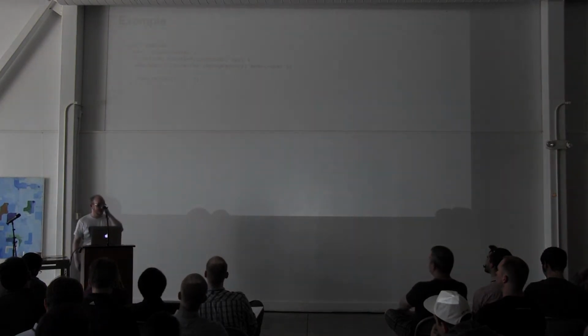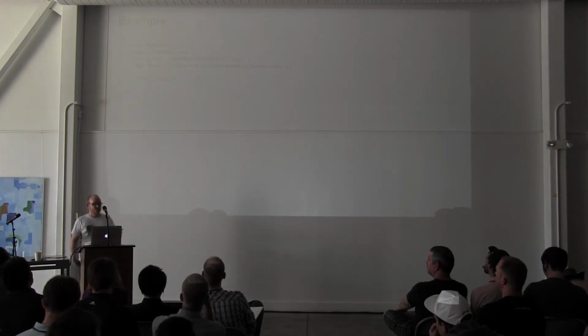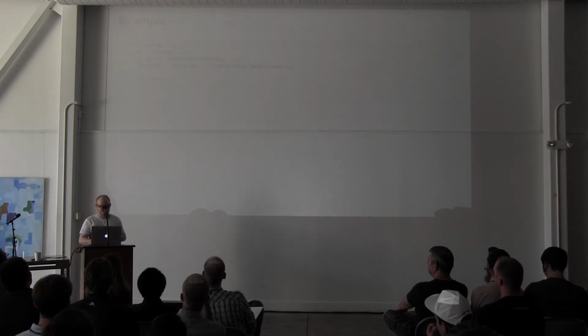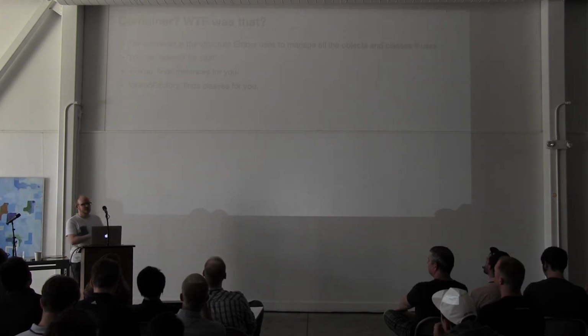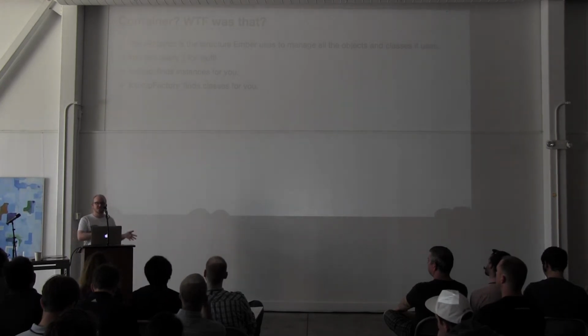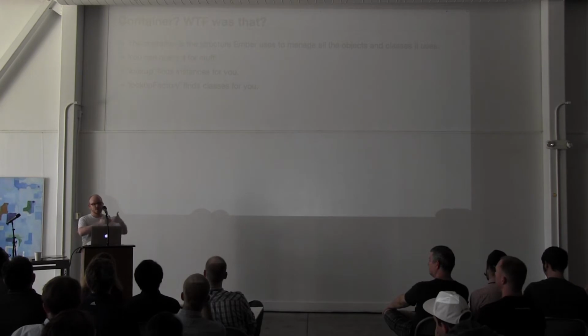So here's a really simple example, similar to what I was showing you before, where I've created an initializer. I've given it a name. I like to call it the same name as the file that it's declared in. And then I say user equals container.lookupFactory('model:user'), user.reopen. That's not much code, but if you haven't looked at the container before, you might be like, well, WTF was that? The container is the structure that Ember uses to manage all the objects and classes that it uses. And you can also query it for stuff. Normally, most of the time, like we saw in previous presentations, Ember will do this for you. If you access a URL by a certain name, the router will eventually trigger a series of events that will query it.